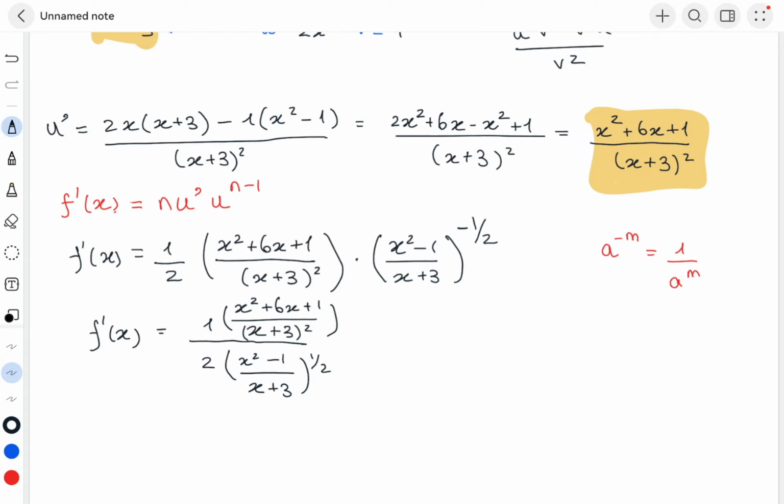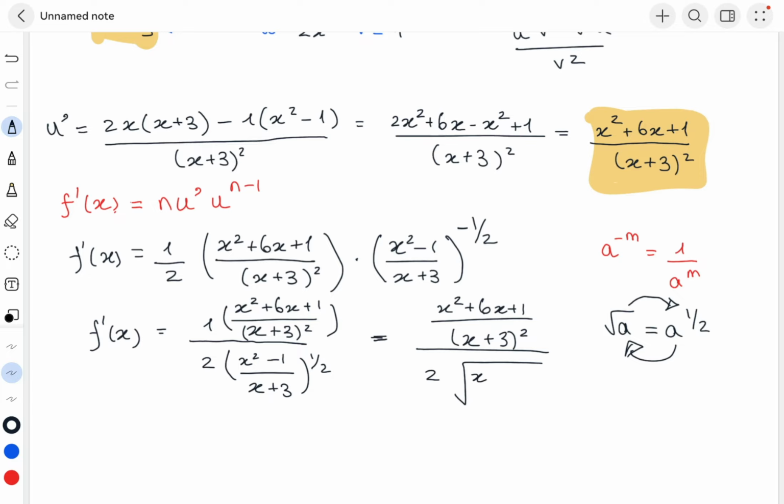And now, as we did before, we converted the radical a to a power half. We moved from radical to power. Now we can move from power to radical by simply shifting the half back to a radical. So we'll have x squared plus 6x plus 1 over x plus 3 whole squared multiplied by 2 radical x squared minus 1 over x plus 3.